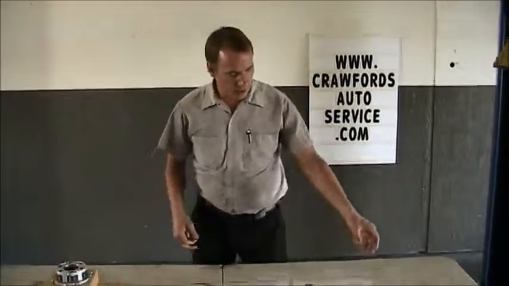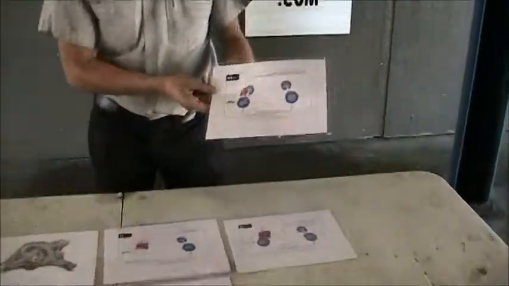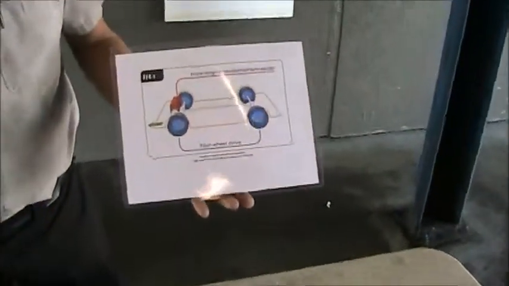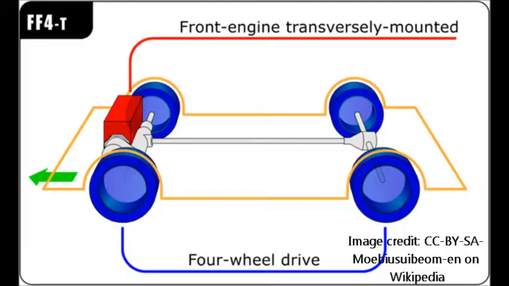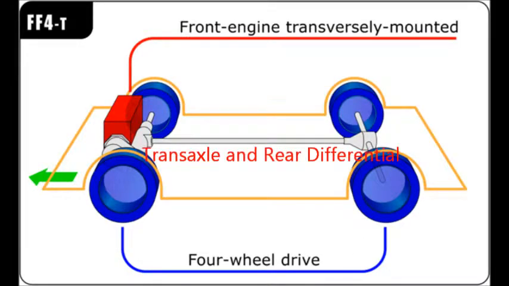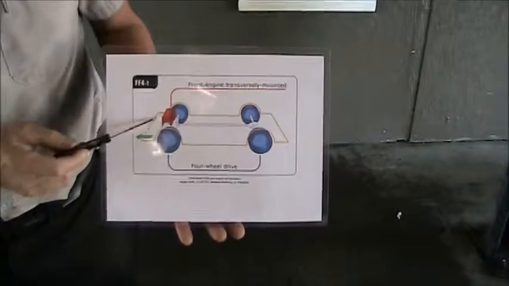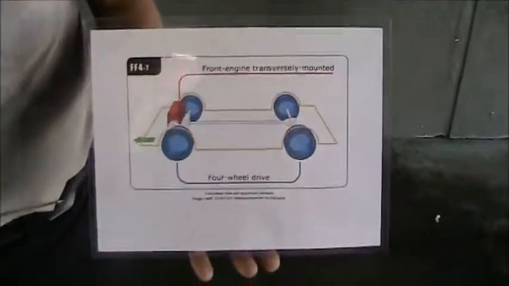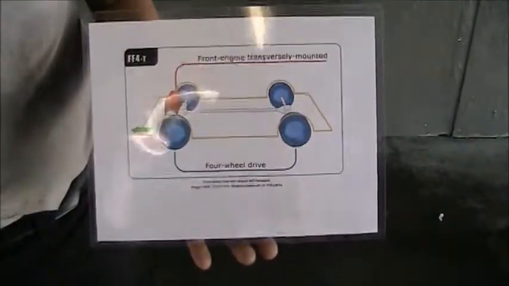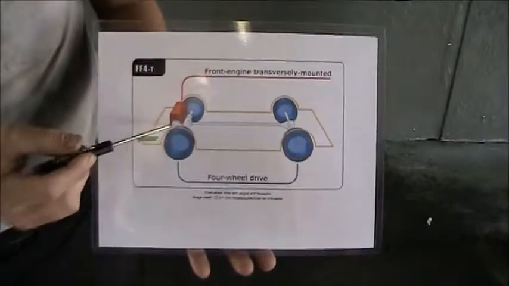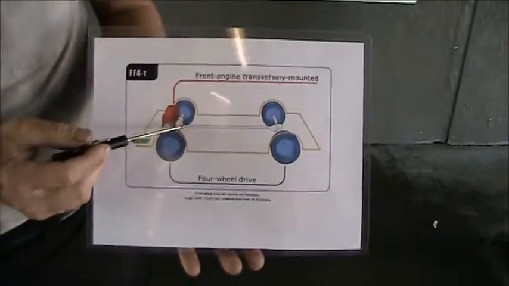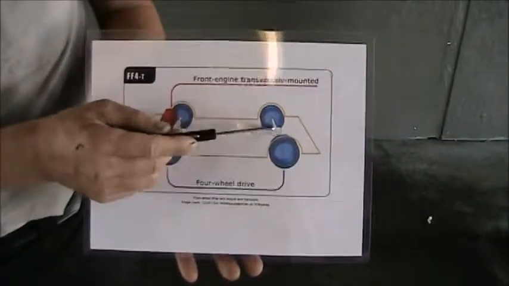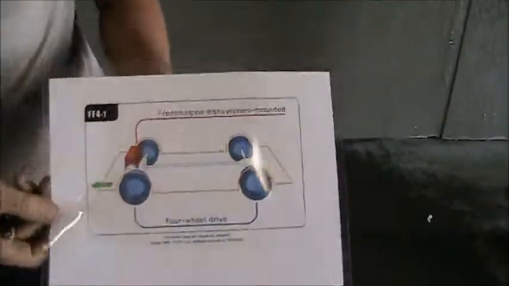We'll start off by just demonstrating different types of vehicle. Over here we have a picture demonstrating a four-wheel drive vehicle with a transversely mounted engine, meaning the engine is in there sideways basically, and a front transaxle, and then a drive line going to a rear axle, so it's four-wheel drive.